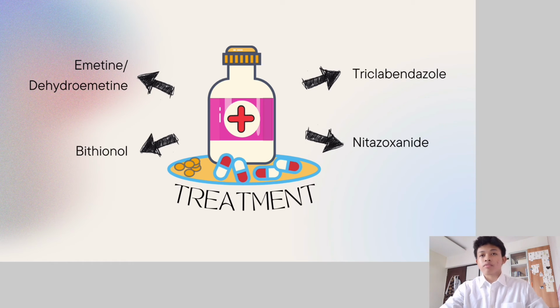Bithionol was the following drug of choice. Occasionally, patients required a second course to get an entire cure. The side effects include diarrhea, anorexia, nausea, vomiting, pruritus, urticaria, and abdominal pain.